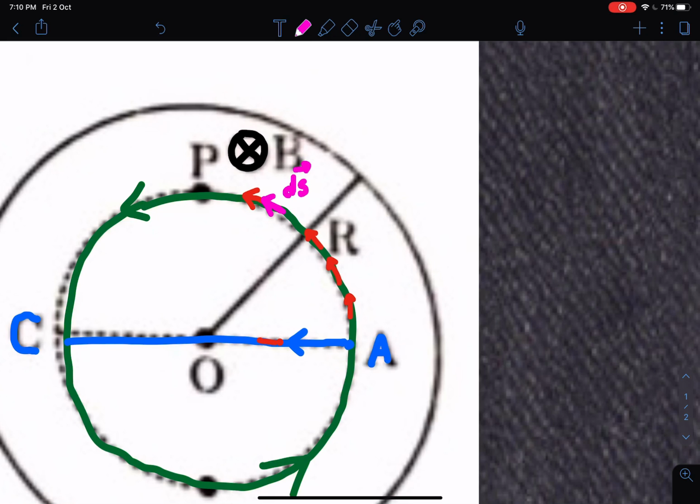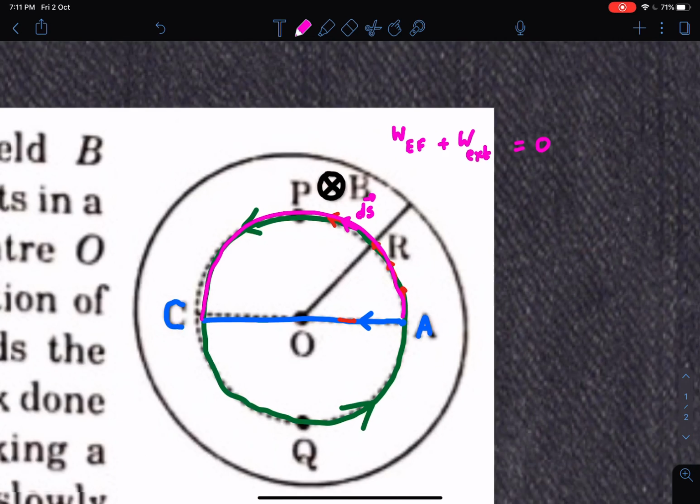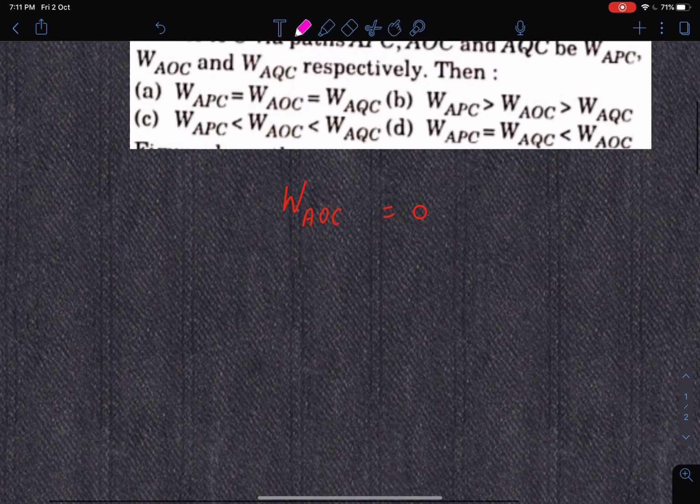So the electric force and the displacement of the charge are in the same direction, so work done by the electric field is positive. And like that, work done by the electric field is positive at each and every point of this pink path APC. And if the electric field is doing positive work, then work done by the electric field plus work done by the external agent is equal to 0, because the charged particle needs to be moved slowly. So work done by the external agent will be negative, because work done by the electric field is positive. So the work done by the external agent in path APC is negative.